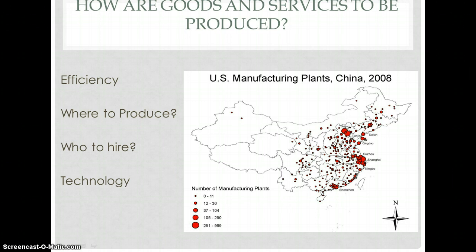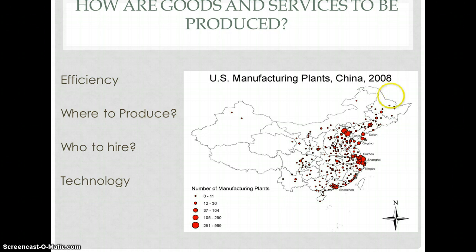All right, now let's go to the next one. How are goods and services to be produced? Why do you think I put a map of China on here? That's where all our goods come from. It would be hard if you wanted to go through your house and get rid of everything that was made in China. How long would it take you? Your house is gone? It's like, wait a minute, I'm stuck with just the house, nothing else.